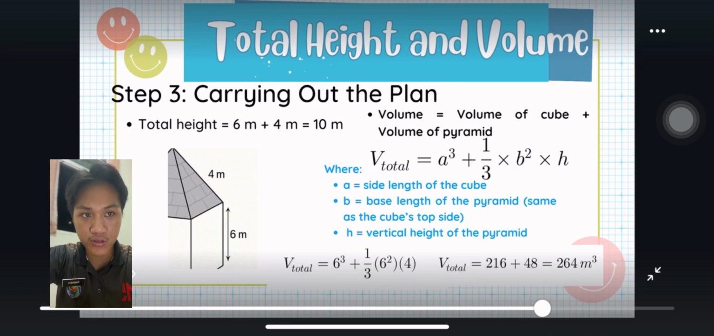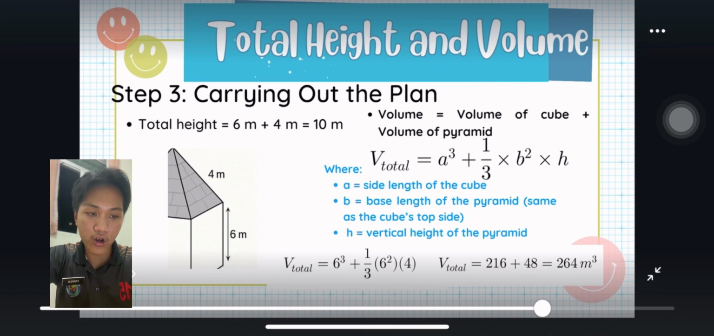Now, to calculate the total volume, it's easy. Since it's just two separate shapes, we calculate the volume of the cube and the volume of the pyramid and then add them up. The formula is total volume equals volume of cube plus volume of pyramid. For the volume of the cube, the formula is side times side times side, or simply A cubed. Since the cube's side length is 6, the volume is 6 cubed.